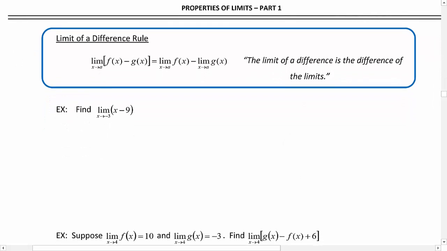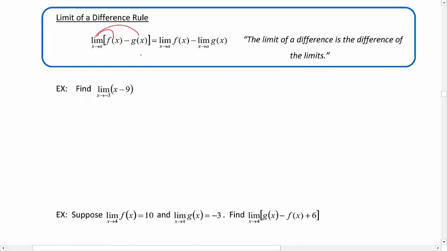Similarly, we have a limit of a difference rule. It's basically the same thing. If you have the limit as x approaches a of two functions that are being subtracted, this is going to be the limit of the first one minus the limit of the second one. That is, the limit of a difference is the difference of the limits.